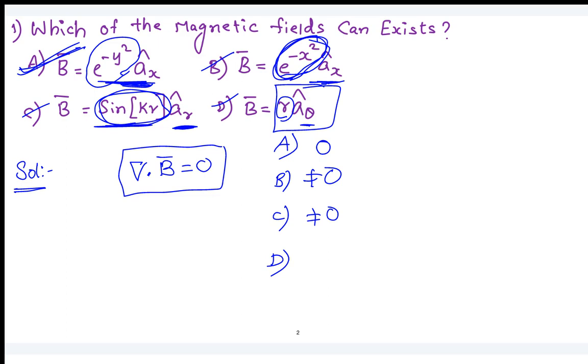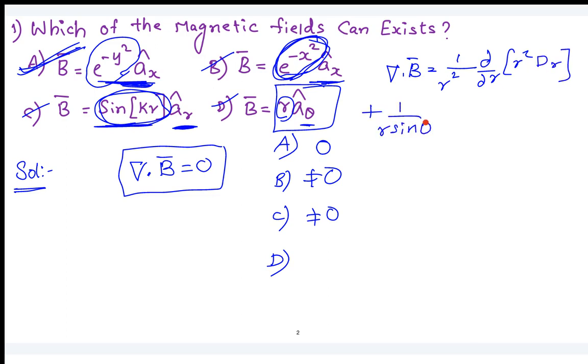So when you are going for the spherical systems, you have to be more careful with the scaling factors, right? So there will be scaling factors. When you are writing the divergence equation in spherical, what is the value? If you remember, I have given this equation: plus 1 by r sine theta dou by dou theta of sine theta d theta, plus 1 by r sine theta dou by dou phi of d phi. So this is the formula, right?